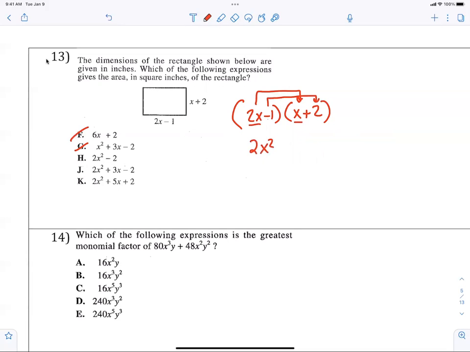2x squared minus 1x plus 4x minus 2. All right. So now you were right. 2x squared plus 3x minus 2. So here we go. J. All right, J is correct.